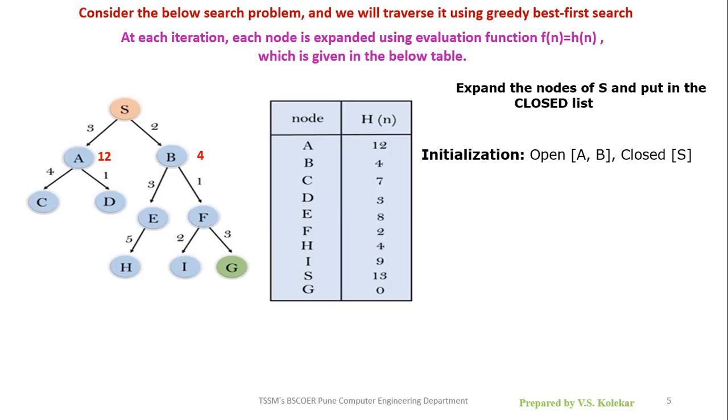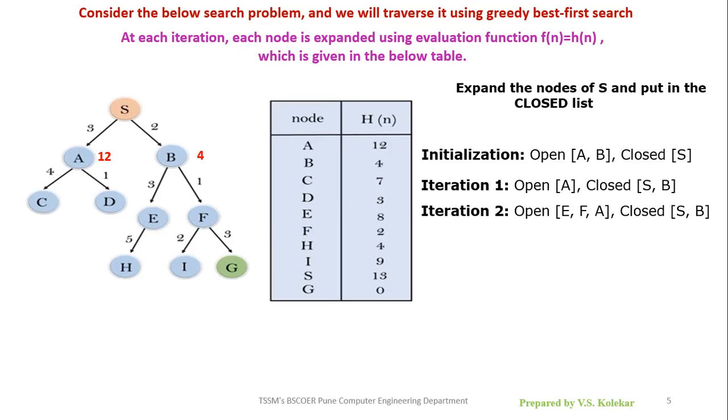So from the open list, B will move to the closed list. From the open list in iteration 1, node B will move to the closed list because it has the minimum h(n) value. In iteration 2, the respective children of B, E and F, are kept in the open list. Now I will compare the h(n) value at node E and at node F. The h(n) value at E is 8 and at F is 2. Out of that, 2 is the minimum. So F from the open list will move to the closed list in iteration 2.